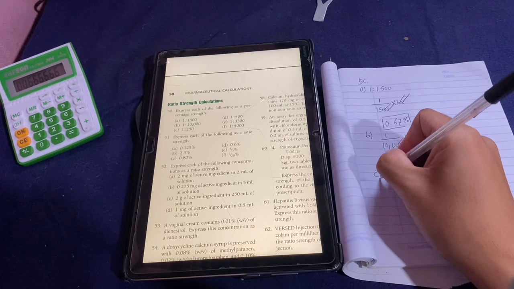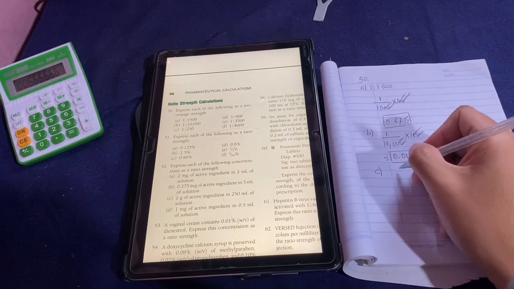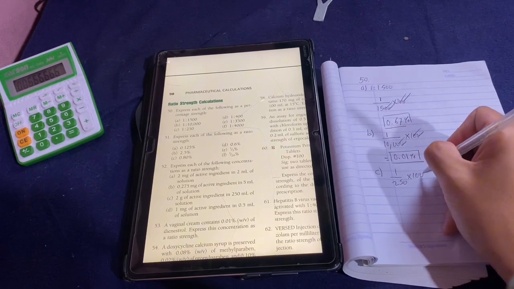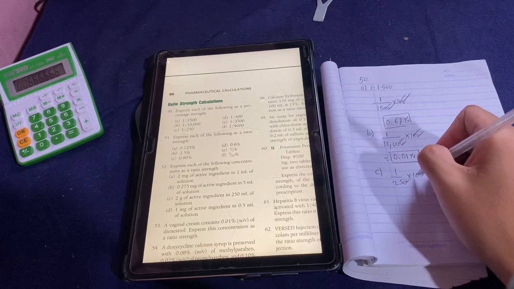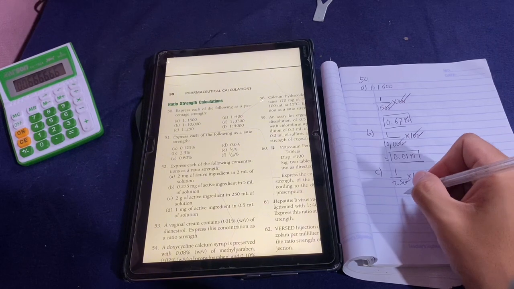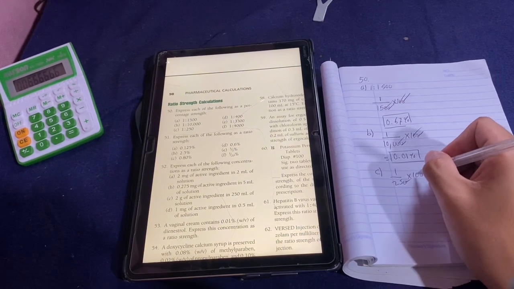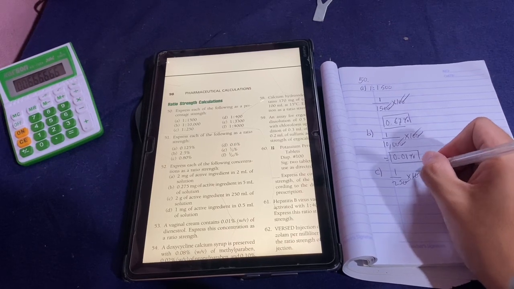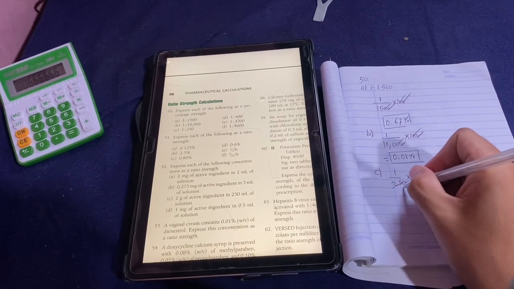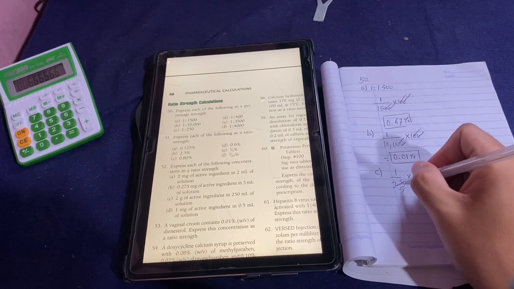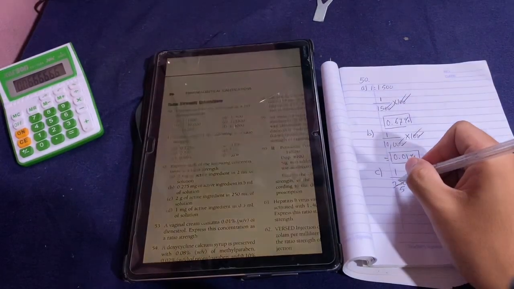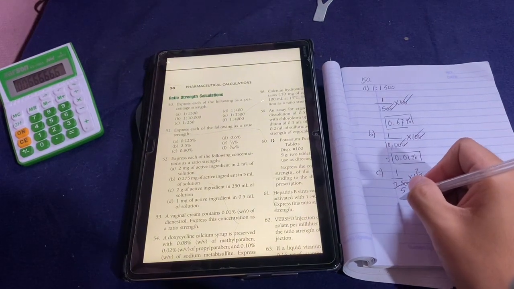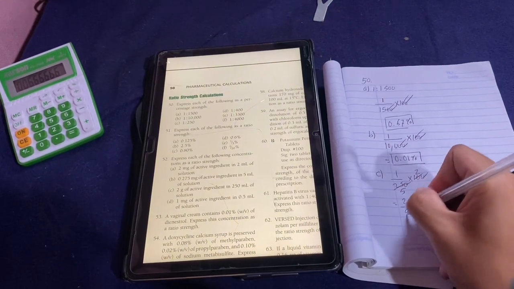So let's go to C. So ang sabi nga is 1 over 250. So times 100. Ang 0 will go with the 0. Then 1 times 10. Divide na lang natin ito by 5 and ito by 5. So 10 divided by 5 will be equal to 2. Then this is divided by 5. 25 divided by 5 will be 5. So ang lalabas is 2 over 5.